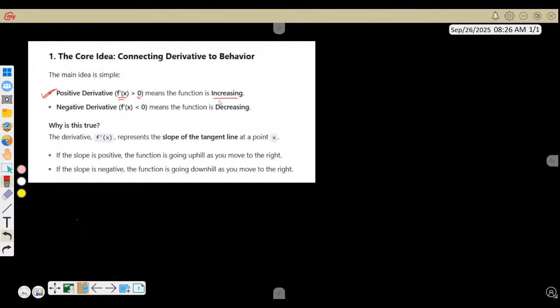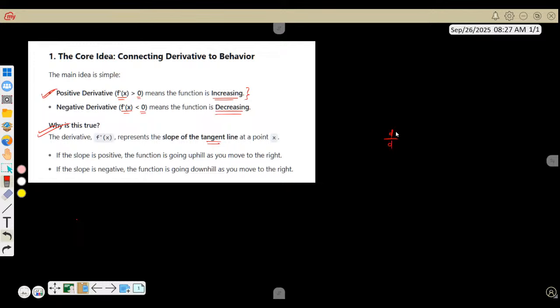If your derivative is greater than 0, it means the function is increasing, or if your derivative is less than 0, it means the function is decreasing. Very simple. Why is this true? The derivative f dash x represents the slope of the tangent. Now the question may come to your mind, sir, why if f dash x is greater than 0, is the function increasing?